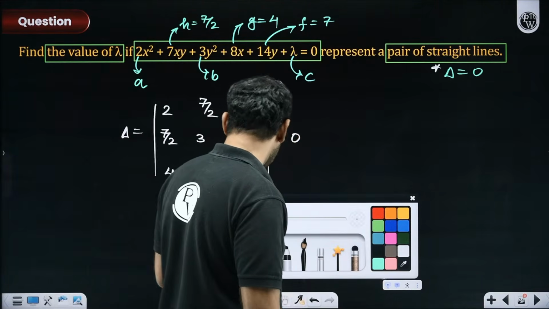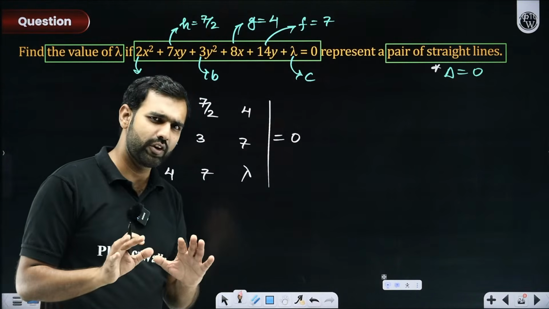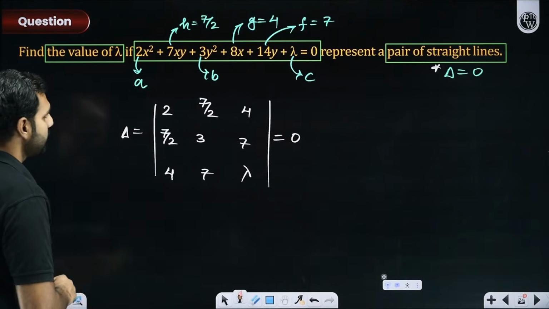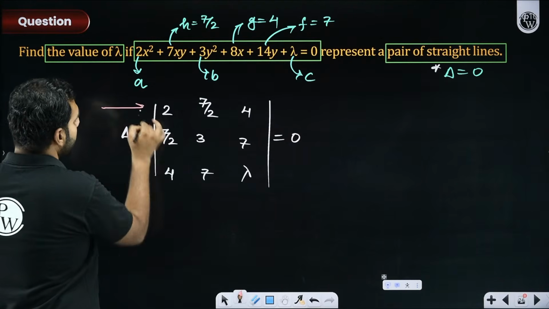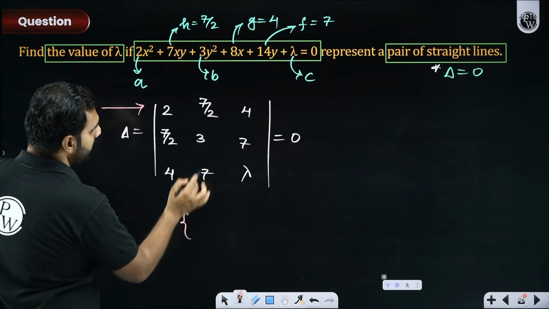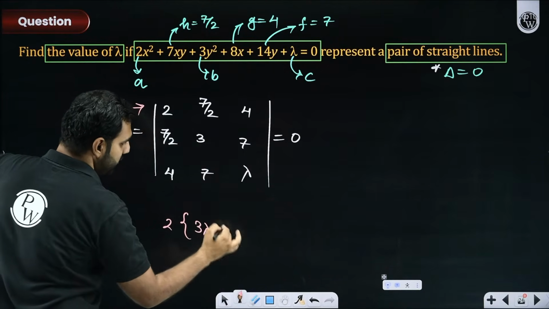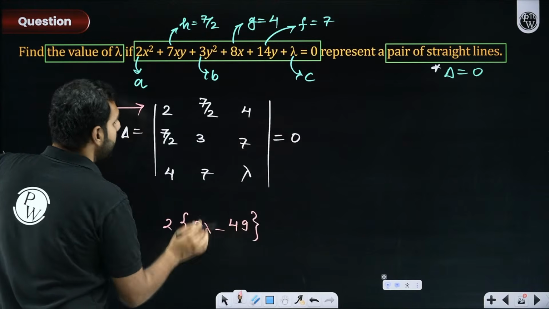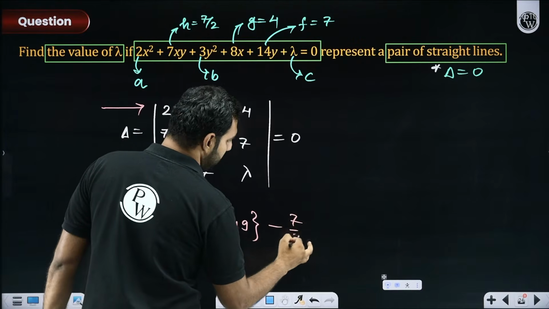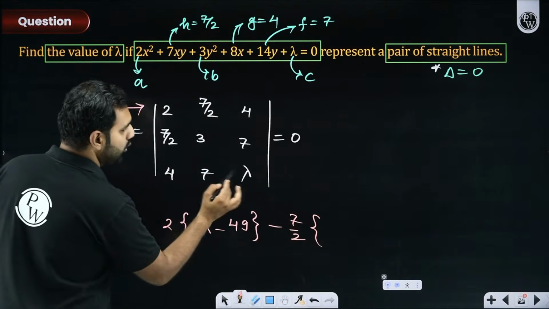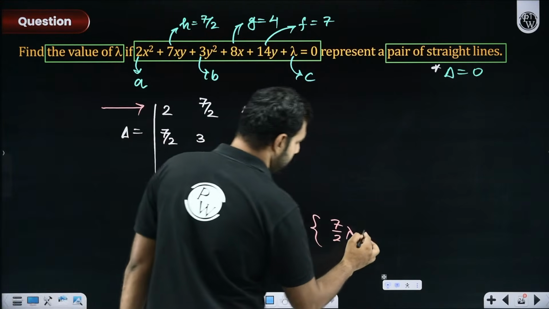With this, if this is 0, you have Sarrus rule or standard expansion. Whatever you wish to use, you can. Let's say I'm expanding with respect to row 1. So this 2 I'll write, with this 2, 3 lambda, minus 7 into 7, which is 49. Then plus, minus, plus. So it should be minus 7 by 2 times 7 by 2 lambda, minus 4 into 7, that is 28.